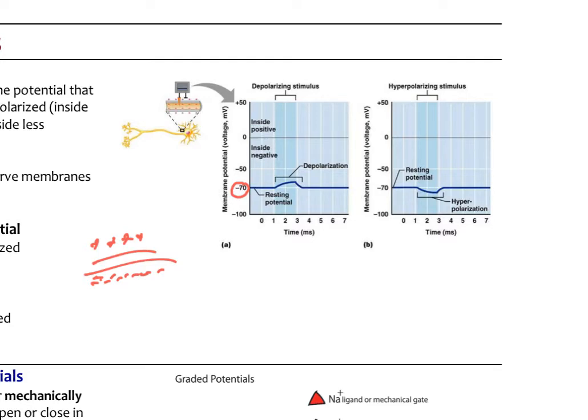If we get a depolarizing stimulus, that resting membrane potential actually goes closer to 0. So maybe it goes up to like minus 60, minus 55 millivolts, versus a hyperpolarizing signal, which would bring it more negative, down to like minus 80. We'll see in a moment why that's important. But basically, graded potentials can either create a depolarizing signal or a hyperpolarizing signal.